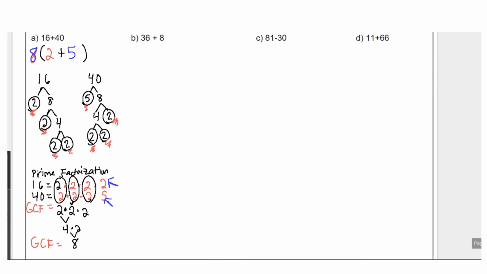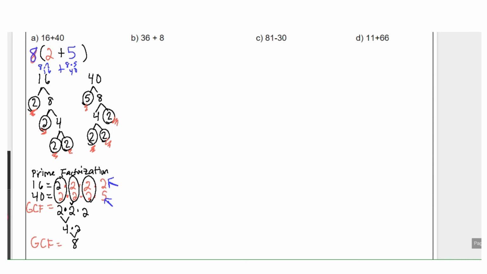So now we have our answer. We have 8 times the sum of 2 and 5. So if we multiply, you can check your work by multiplying 8 times 2, which is 16. And then keep your plus sign and then multiply 8 times 5, which is 40. And we can see that it's equivalent to the original.